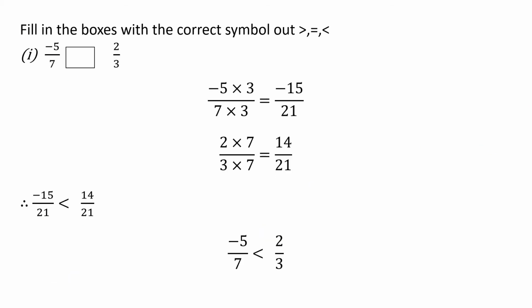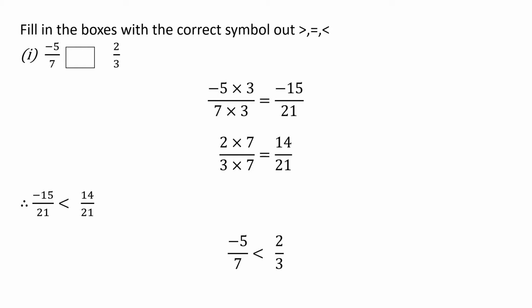Next one: fill in the boxes with the correct symbol. You want to fill it in. Fill in the boxes with the correct symbol: greater than, less than, or equal to. So we want to find out whether it is greater, less than or equal. Here we have minus 5 by 7 and 2 by 3.